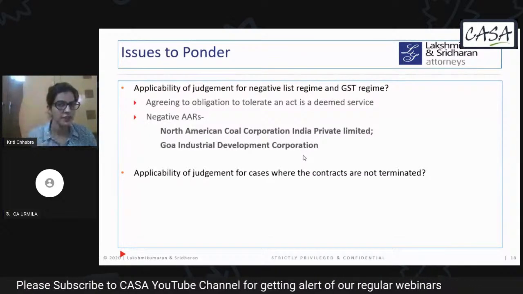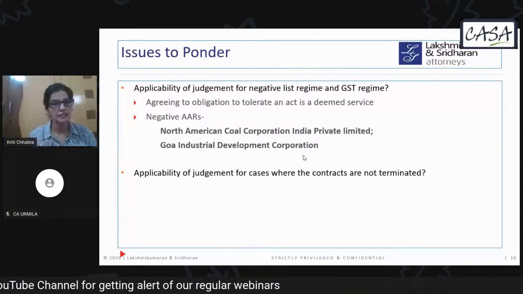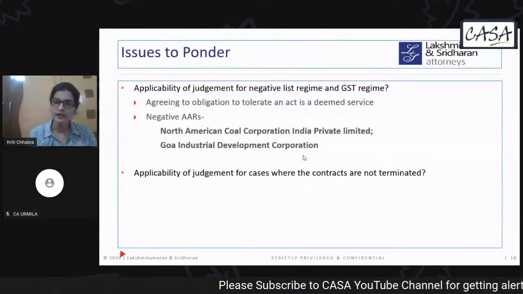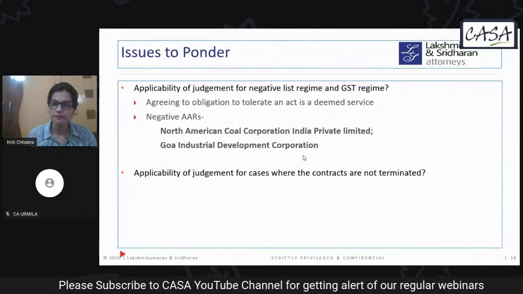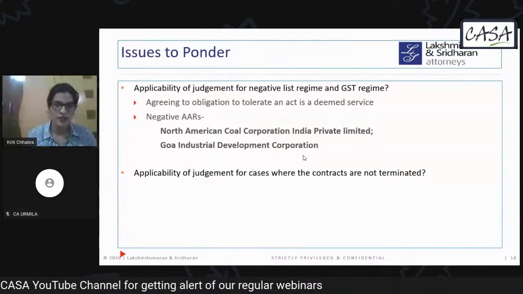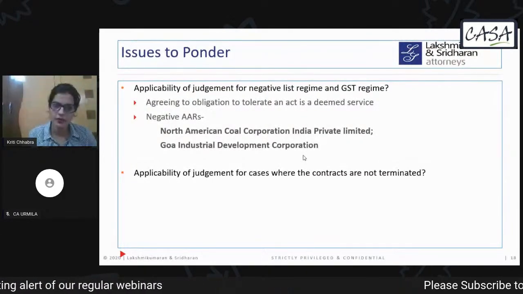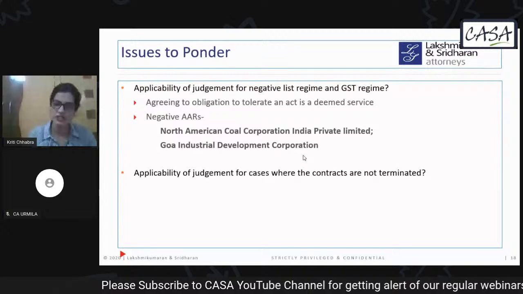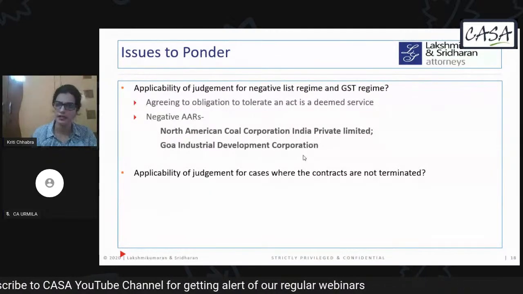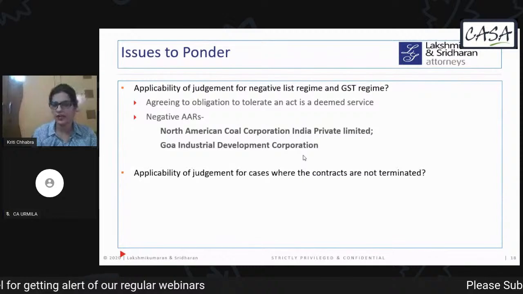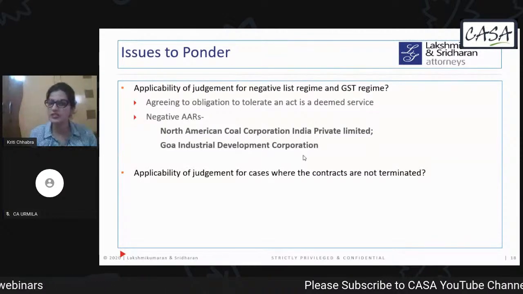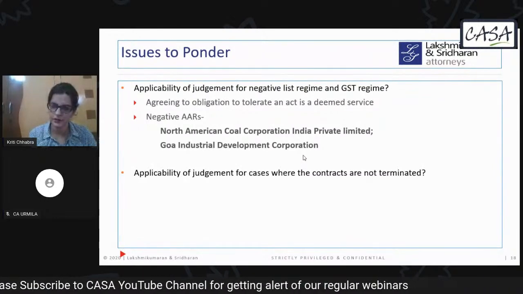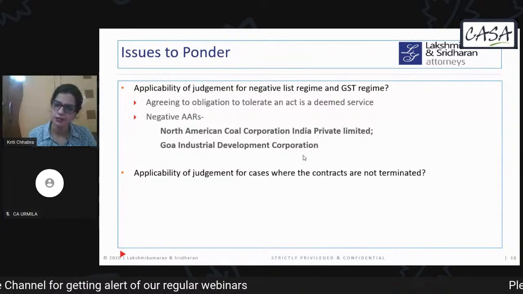Now the question arises that with effect from 1st July 2012, the negative list came into picture, wherein every activity was made taxable, and in addition to that, they also came up with a deemed services entry, entry number E, which talks about agreeing to the obligation to tolerate an act as a deemed service. A similar mechanism has been carried forward under the GST regime, wherein supply has been defined in a very extensive manner, and Schedule 2 further talks about certain entries which should be deemed to be either supply of goods or supply of services, which covers agreeing to the obligation to tolerate an act.